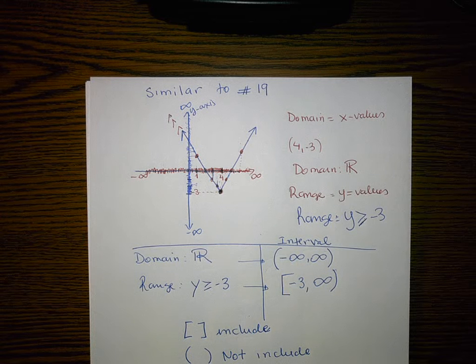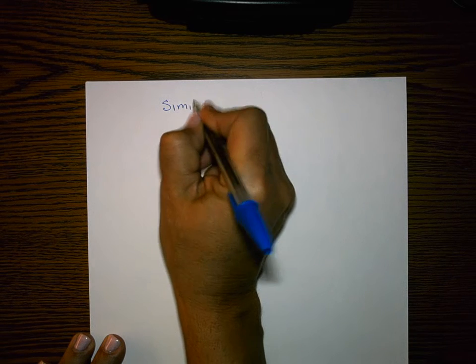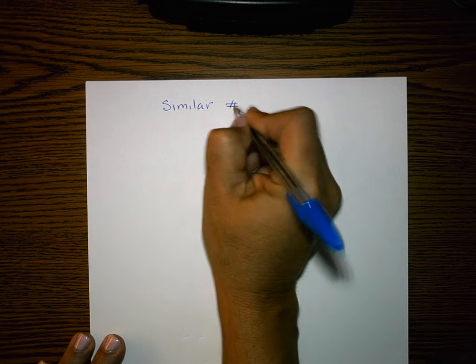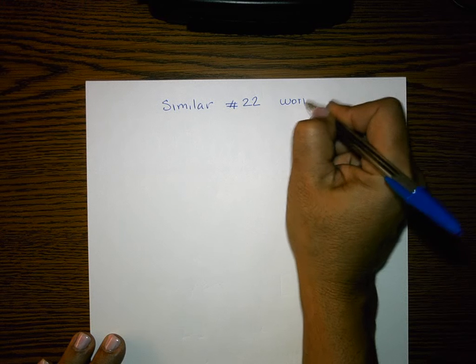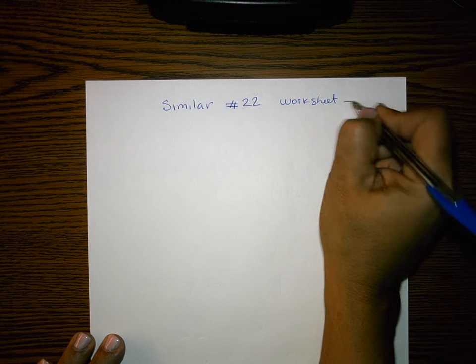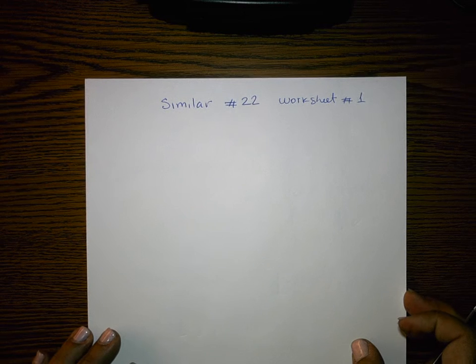Okay? All right. Now let's do an example for number 22. Let me see if I can do something similar here to number 22. So this one will be similar to number 22 on your worksheet number 1. Okay? Go check to see if you did the domain and range correctly.